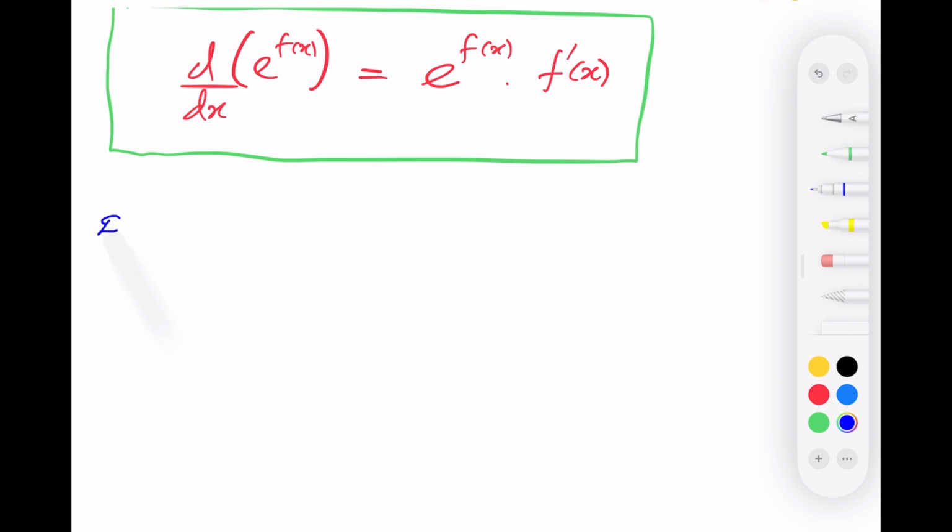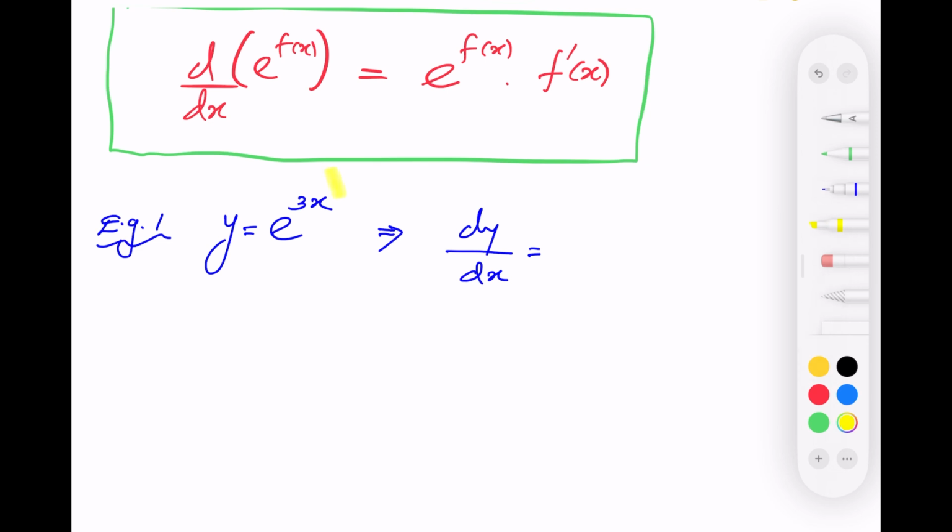Here's your example number 1. Differentiate y equals e raised to the 3x. What should be your dy by dx? The answer is this function itself times the derivative of the exponent. So it will be e raised to the 3x times the derivative of the exponent, which is just 3. In fact, you can write it more nicely as 3 times e raised to the 3x. That's the final answer for that problem.